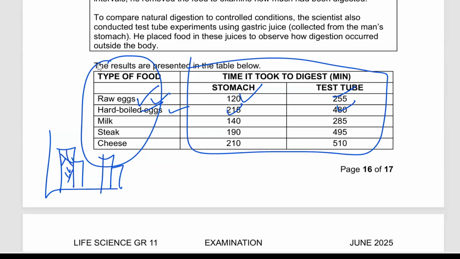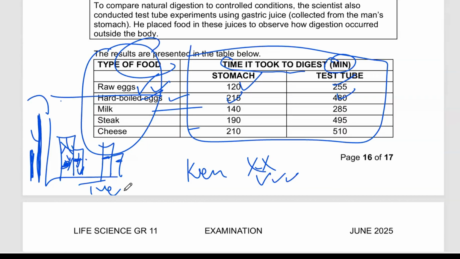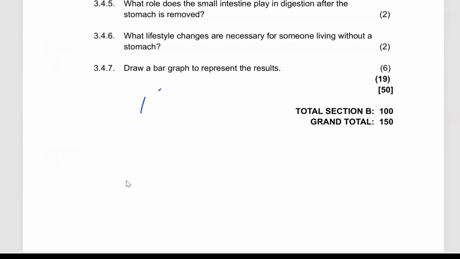Then you put a key, and you tell us what is this and what is this. So you complete all of them, and then you put the scale and the units. The y-axis is the time taken in minutes, and here it's the type of food. The caption must have the two variables. Make sure that the bars are the same size. That's it. And then you get your 150 out of 150.